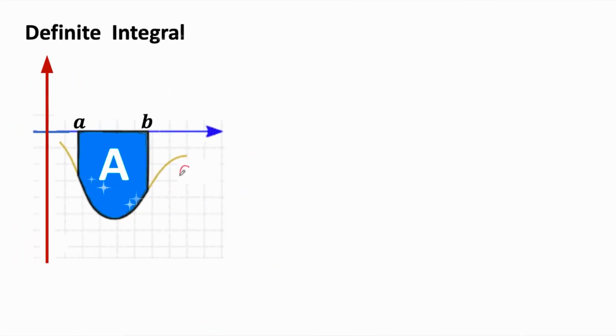When the function f is negative, so it's below the x-axis, then the definite integral from a to b of this function f, so f of x dx, is equal to negative A, where A is the area that's enclosed by the function f, by the x-axis, and by the lines x equals a and x equals b.